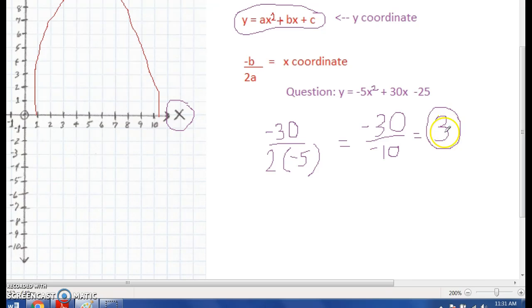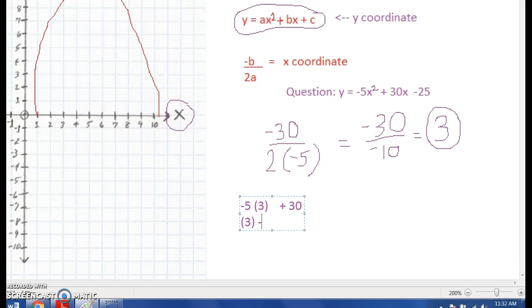Now what we're going to do is take this 3 and substitute it into our original equation. So every time we see an x now, we're going to put a 3 in its place. So I'm going to have a negative 5 and I'm going to multiply it by 3, and that's going to be squared. I'm going to go back in and put my square in just a minute, plus 30 times 3 minus 25. So this is what our new equation would look like.